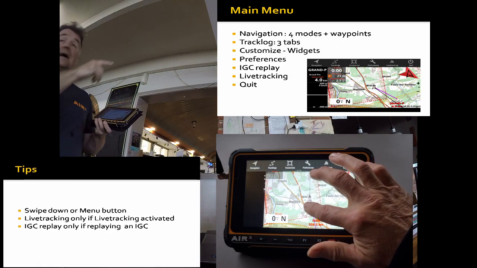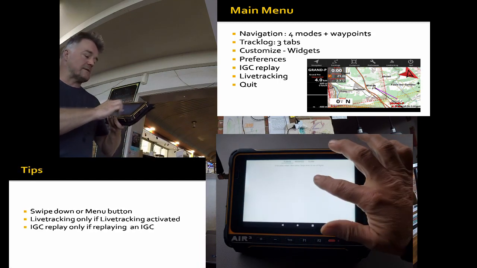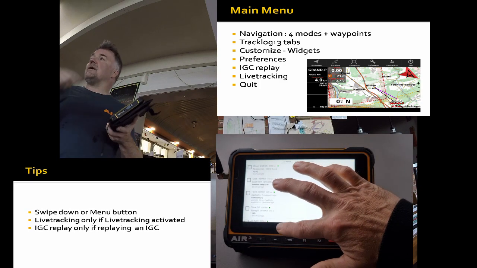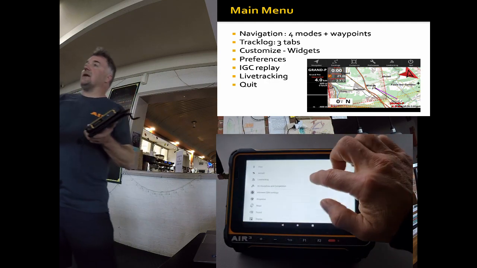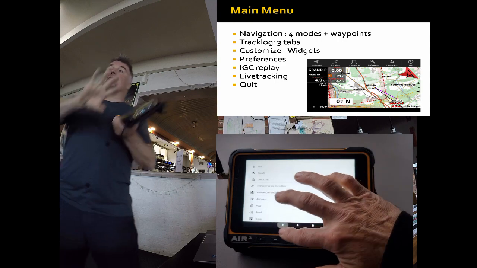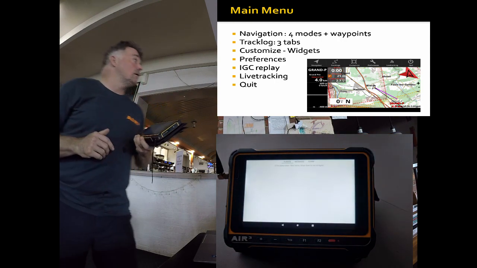Next one is live tracking. So same as IGC replay, you will not see it unless you have activated the live tracking. So if you have not activated the live tracking in the preferences, you will not see this button there. But if you have activated it, then you have the live tracking button. It's not a live tracking configuration, that's the live tracking when you are really flying. We will come on that later.